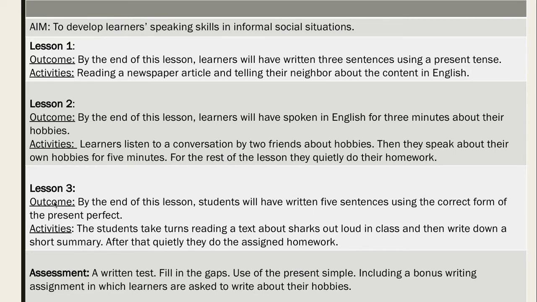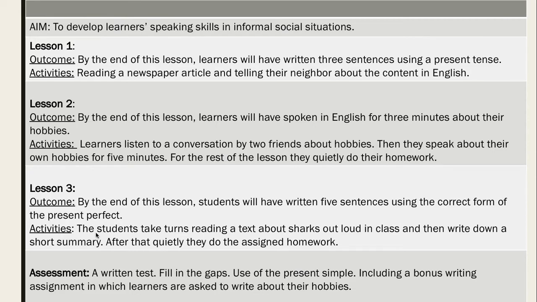And then lesson 3, the outcome. By the end, students will have written 5 sentences using the correct form of the, wait, what? Present perfect? Well, this is really confusing. The test is about the present simple. Why are we teaching them now about the present perfect?